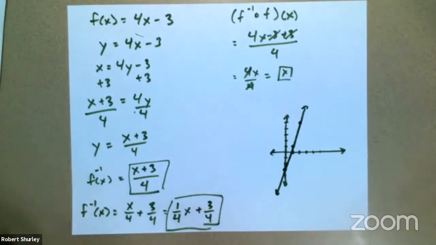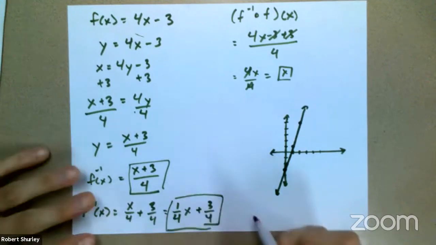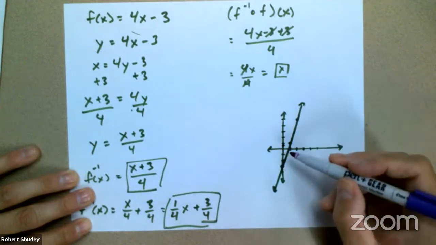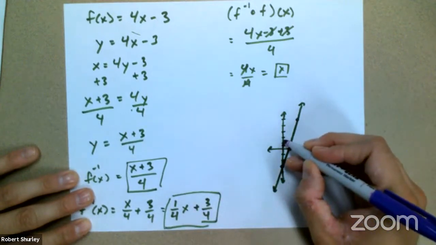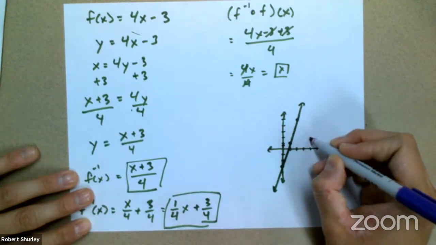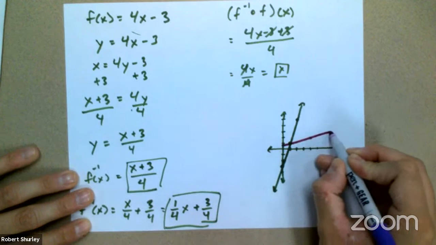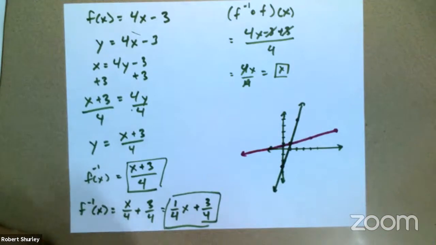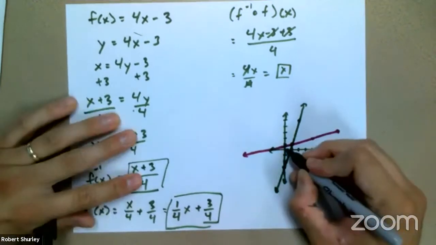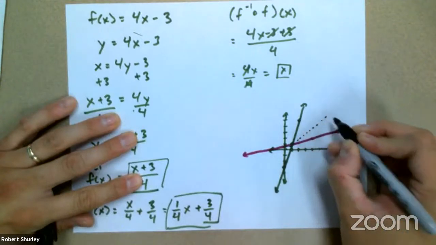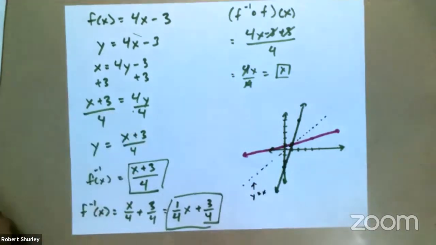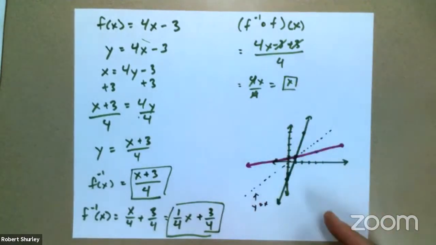Okay, let's pull out the purple. Now look, this one has a fractional y-intercept, 3/4. That's about right there, right? And then we're going to go up 1 and then over 4: 1, 2, 3, 4. So about right there. And notice these two functions are symmetric around, you guessed it, y equals x. Okay, so we've shown that they are inverses by taking the composition and by graphing.